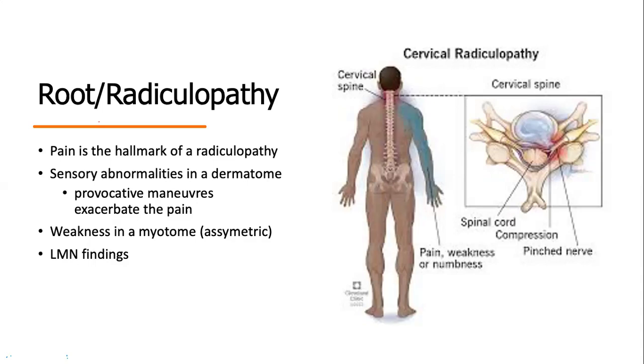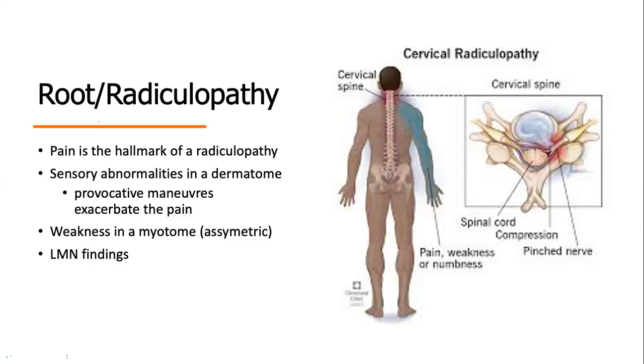One of the classic examples of a root problem or radiculopathy is when we have a disc causing a disc bulge or disc prolapse, compressing the nerve root, and it will give you monoparesis or monoplegia either in the upper limb or the lower limb, and it will give you radiculopathy.